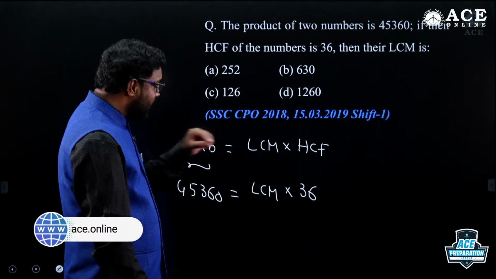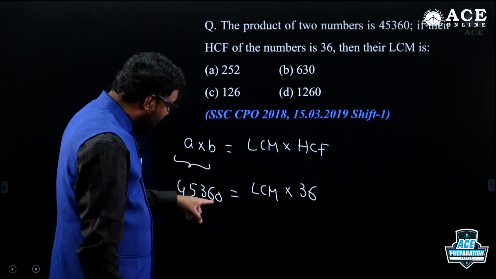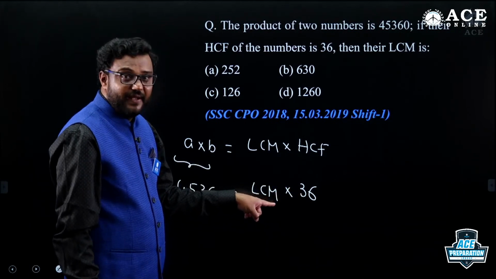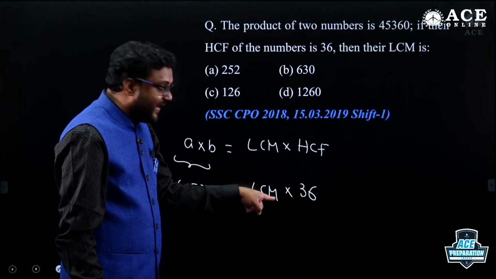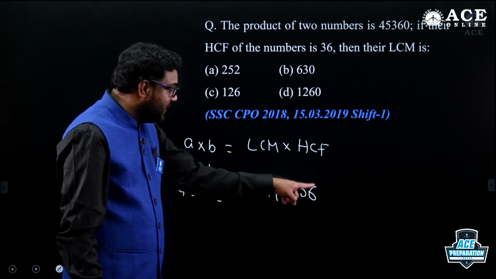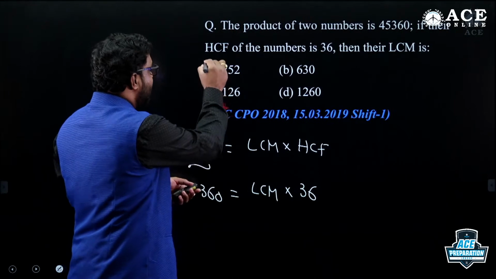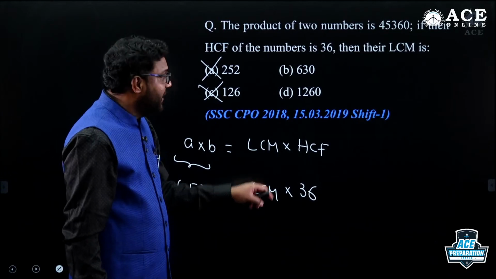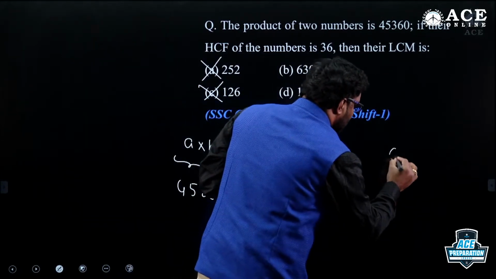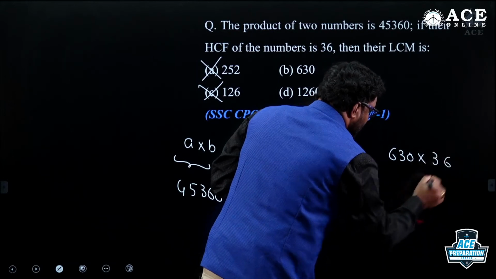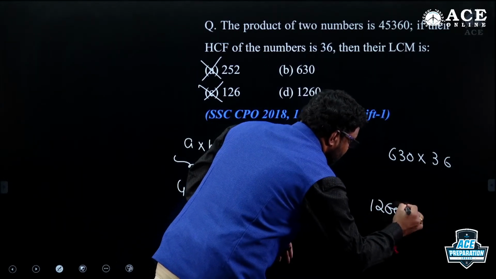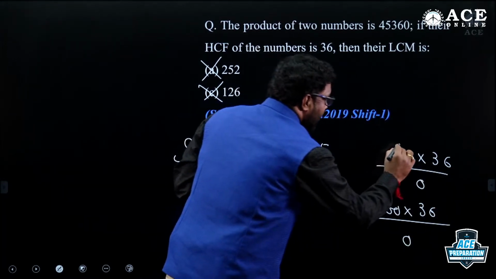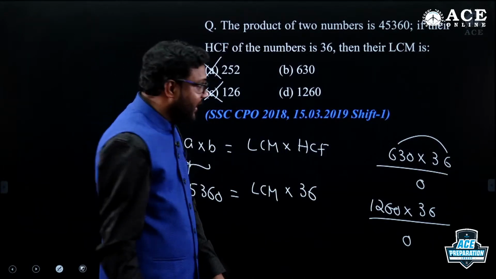Now what I'll do, I'll check with the options. The product should end with 0, which means this LCM should end with 5 or end with 0, because 6 into 5 will end with 0, or 6 into 0 should end with 0. My answer should end with 0. These 2 options are eliminated. Okay. Next, I'll check it out. 630 into 36 is one possibility. The other one, 1260 into 36, right? Here, ending with 0, okay. Next one, 3 into 6 is 18. Here we will get 8.